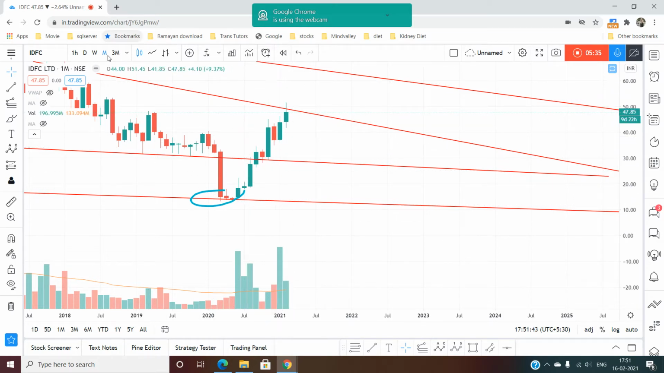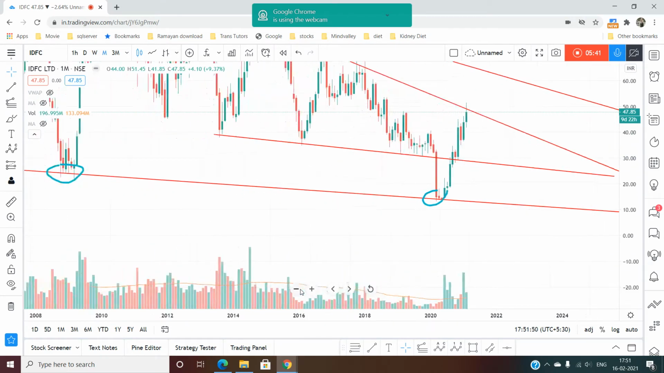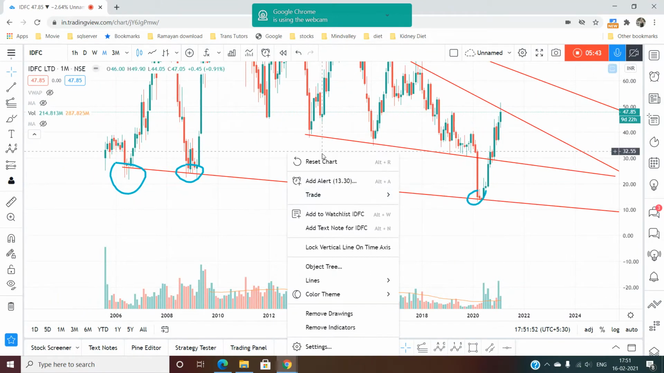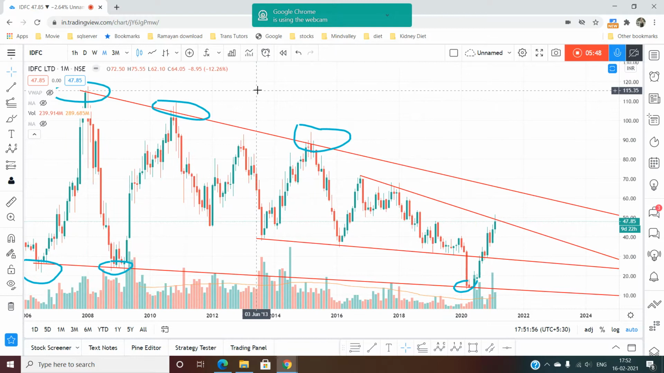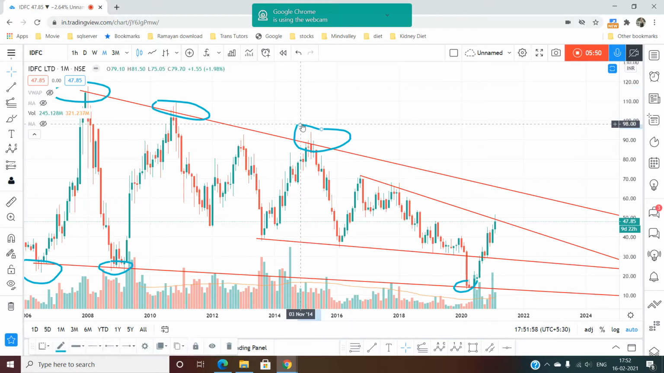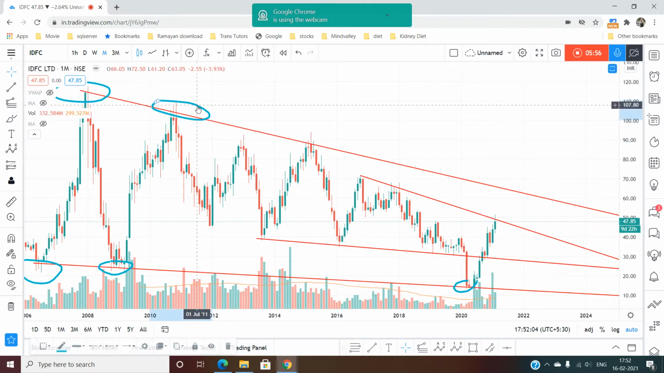In the monthly chart that we can see, and due to that, there's a demand in this particular stock. Okay, so what about now? Let me remove these things from here right now.